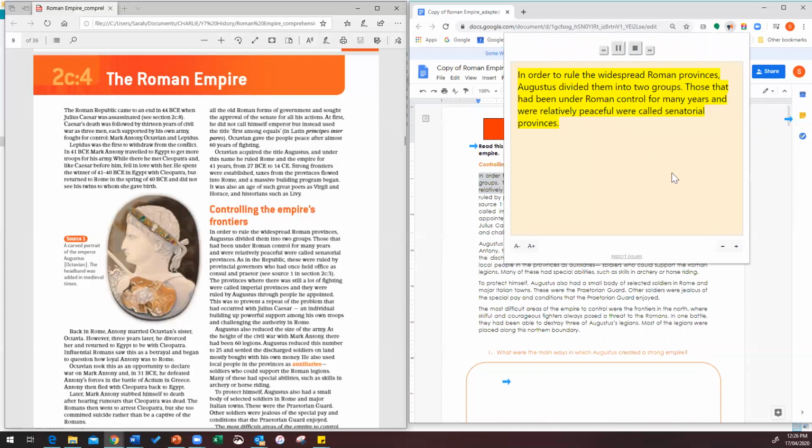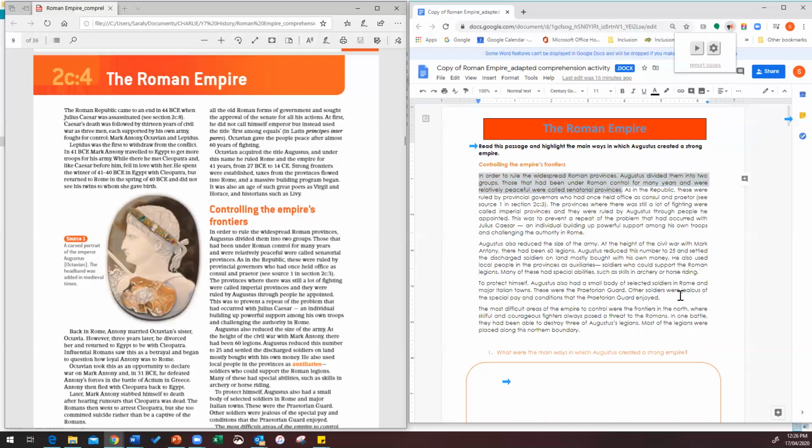In order to rule the widespread Roman provinces, Augustus divided them into two groups. Those that had been under Roman control for many years and were relatively peaceful were called senatorial provinces.